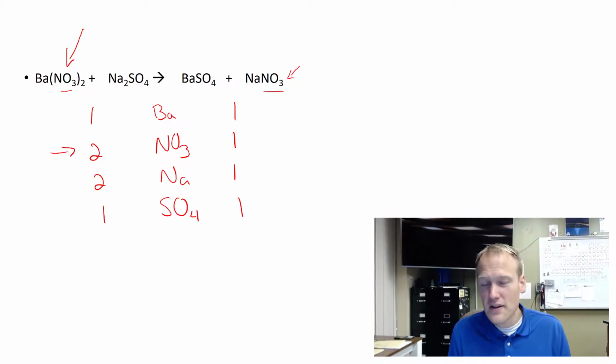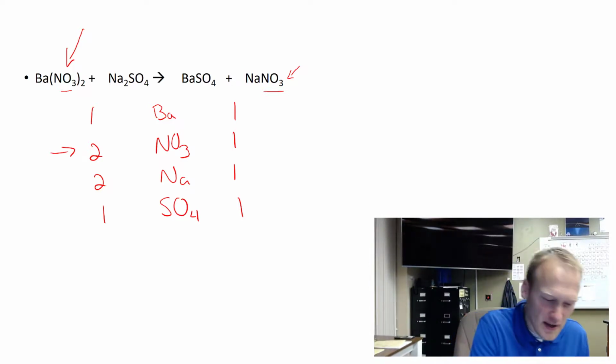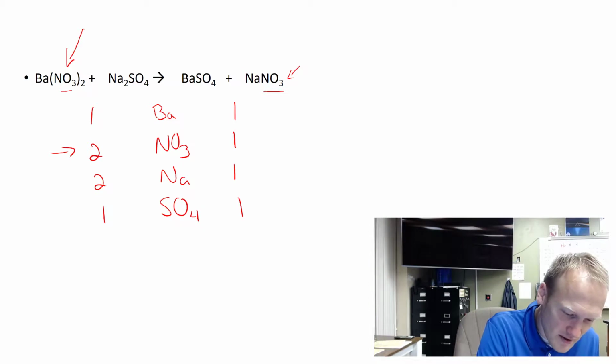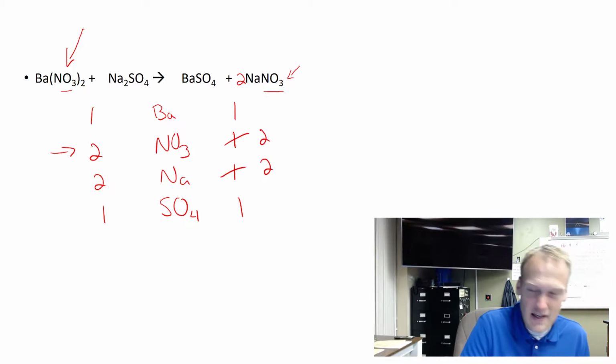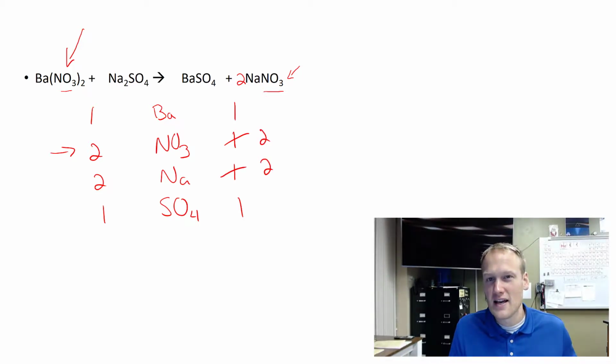So if you look here, the only thing we need more of is sodium and nitrate, and those are combined in a term on this side. So if I put a 2 here, that's going to change the nitrate and the sodium to 2, and this is already balanced. This looks initially like something very intimidating and very difficult, and actually it's really simple to make balanced. All right, let's try another one.